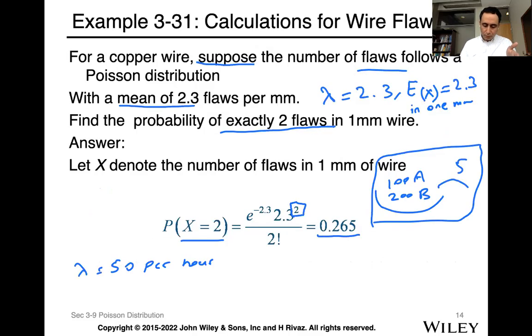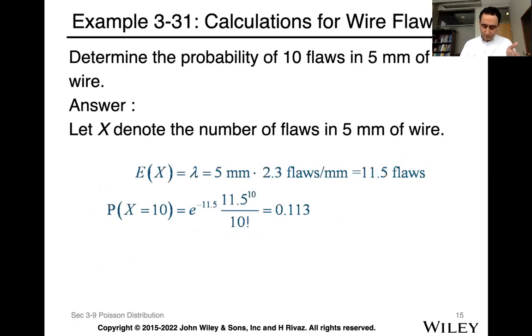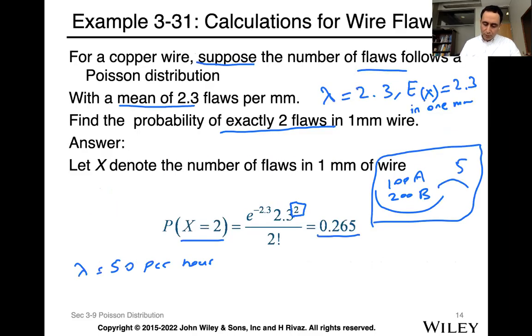Now let's go to the question, right? In this question, it's a follow-up to the previous question. I knew that per millimeter, I have 2.3 flaws, right?